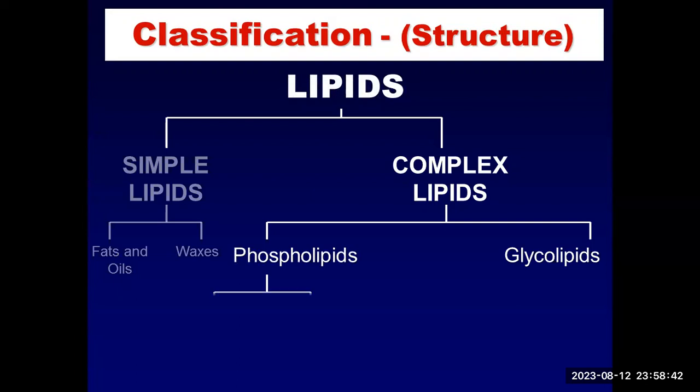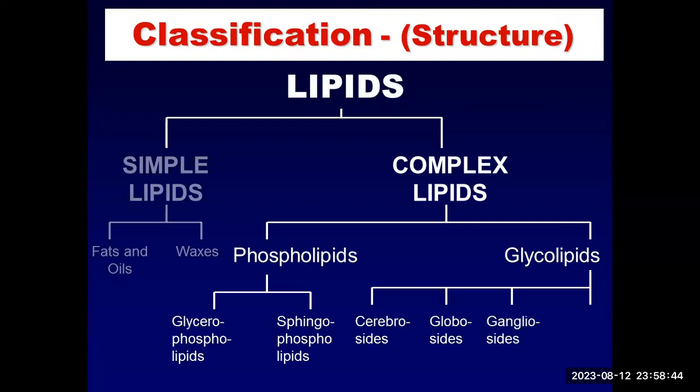This gives you an even slightly better picture. The complex lipids: phospholipids and glycolipids. As the name suggests, phospholipids are the ones which contain the phosphoric acid and the phosphate in their structure, and glycolipids are the ones which contain sugar in their structure.